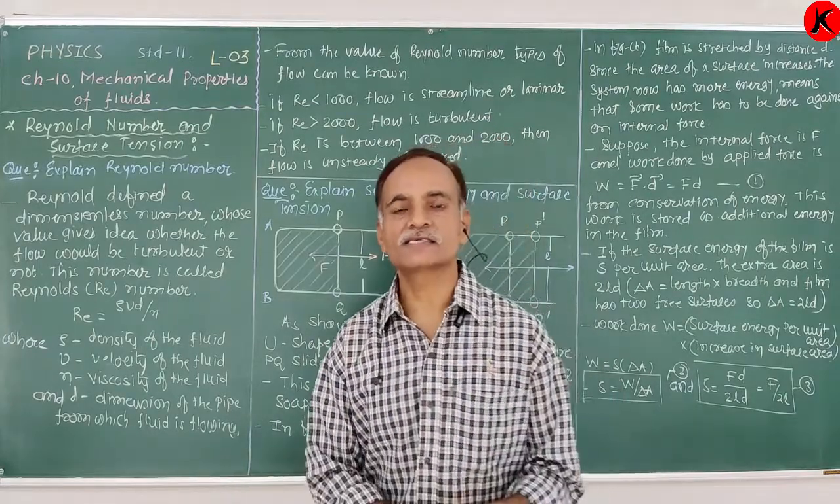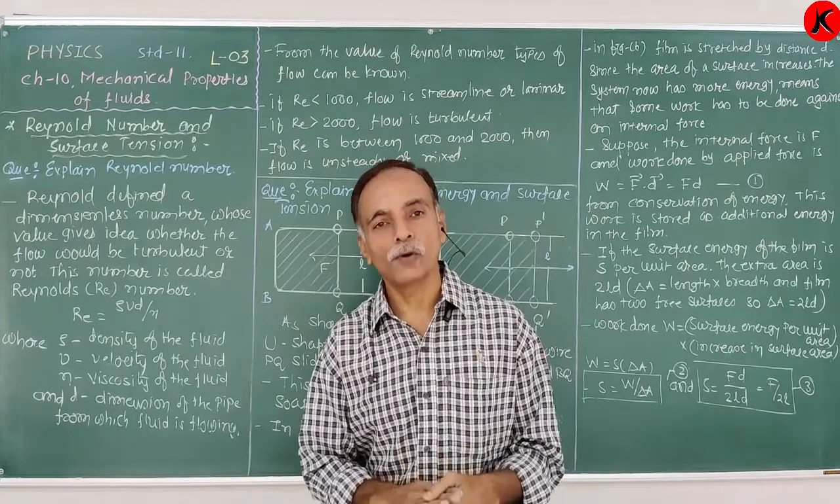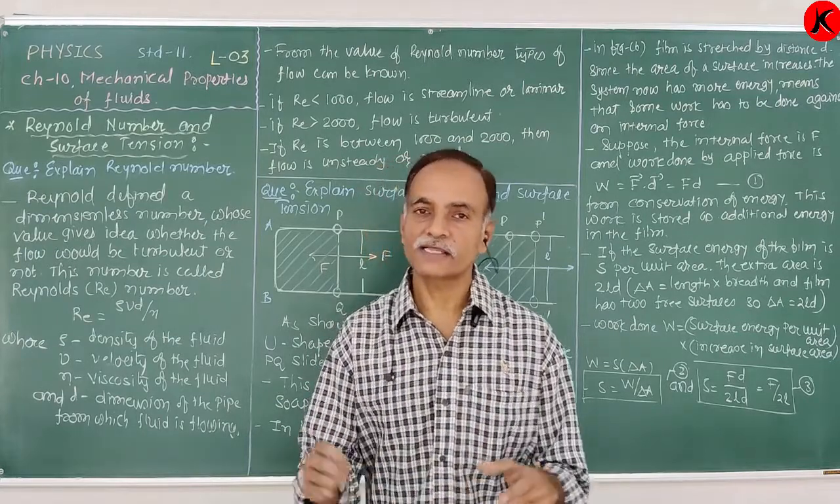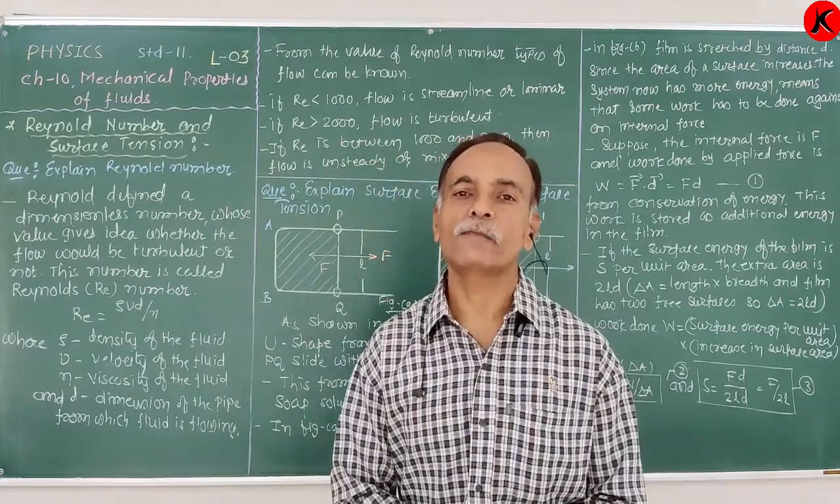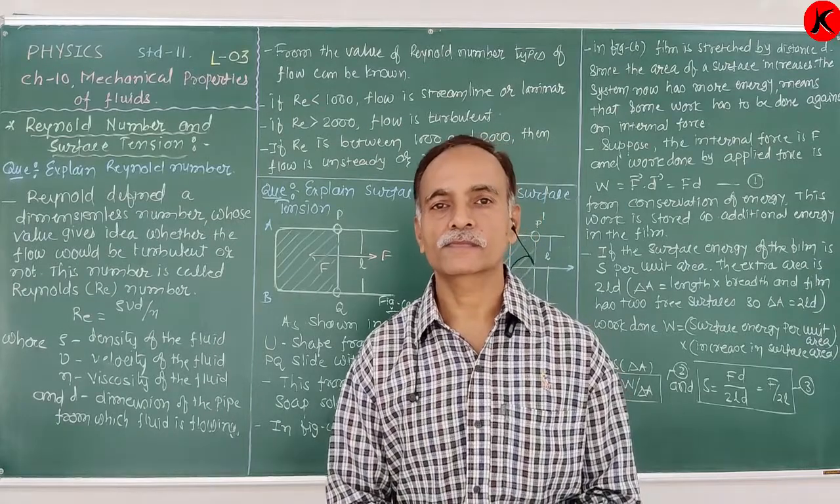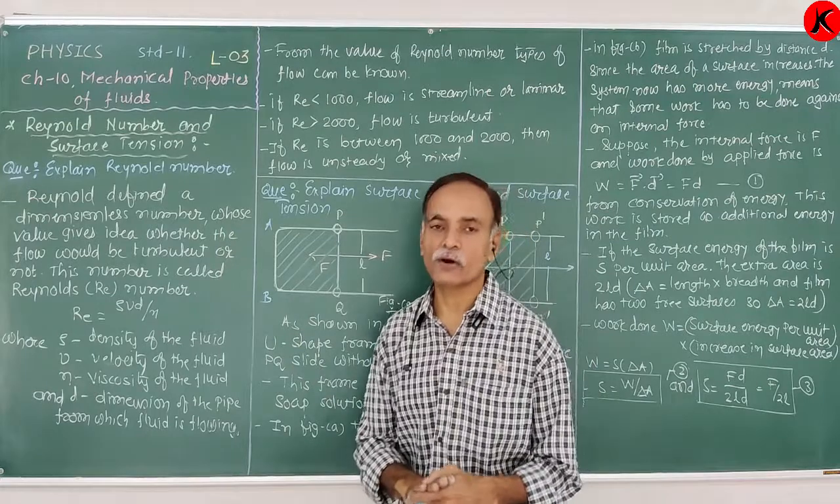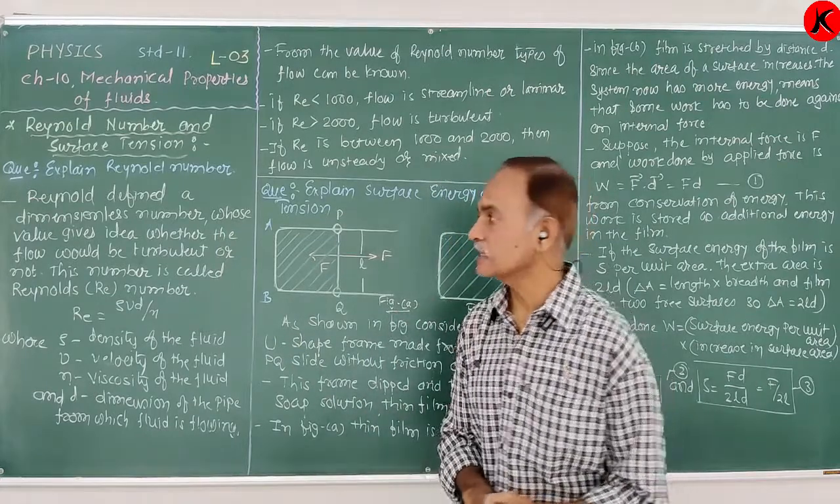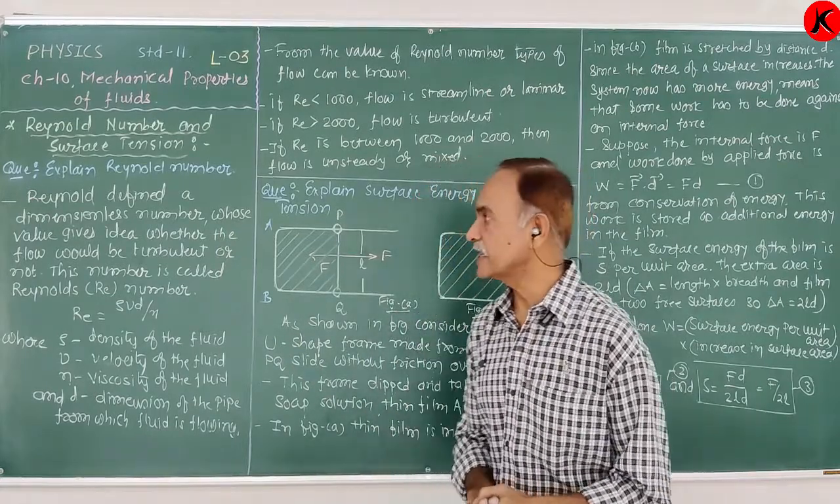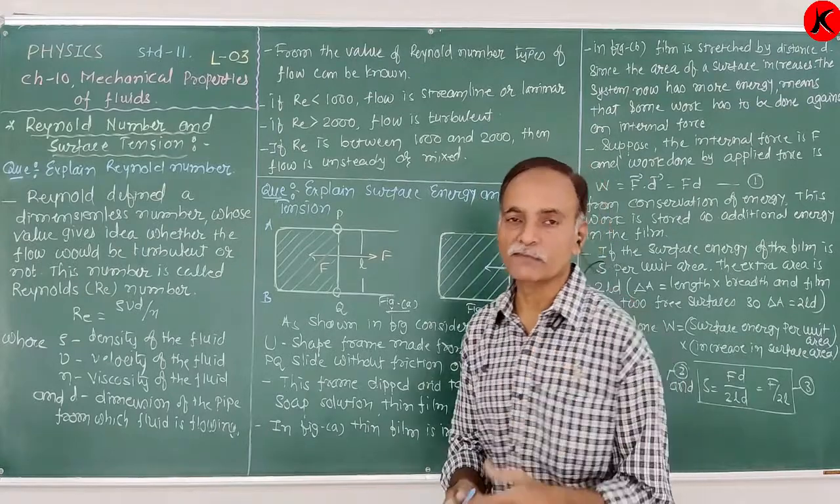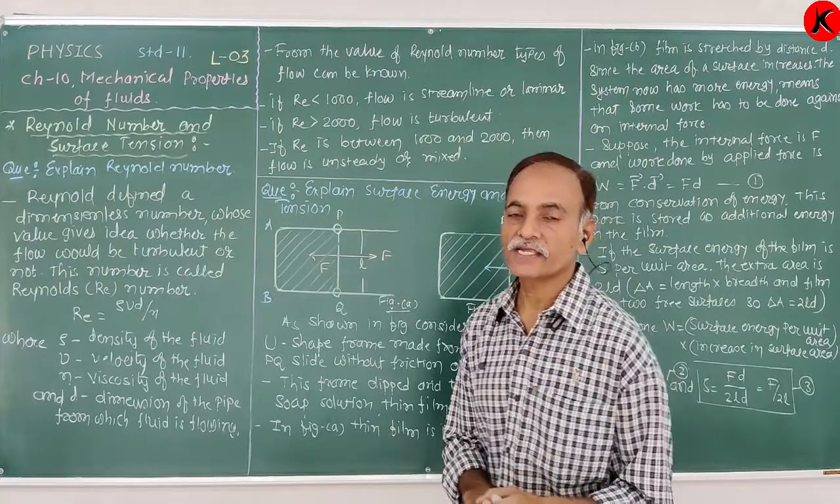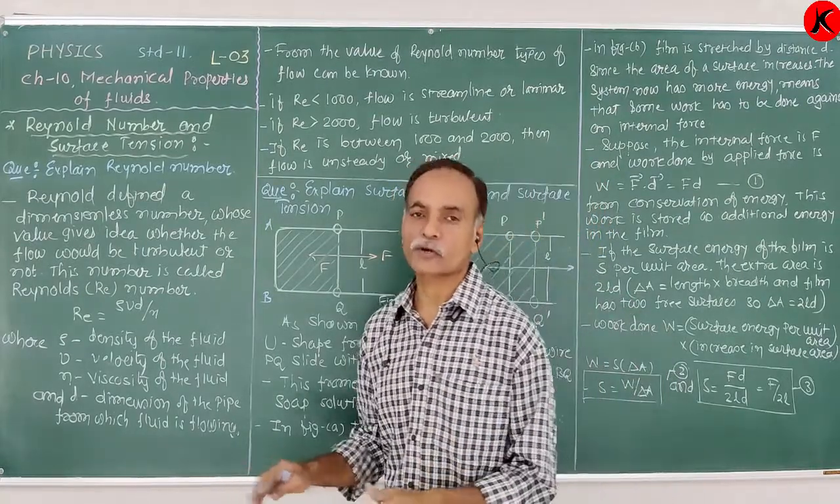So how can we judge which type of flow takes place when a fluid is flowing through a pipe or any tube? For that purpose, the scientist named Reynolds defined a dimensionless quantity, the value of which, or the value of this number, gives the idea whether the flow is turbulent or not.